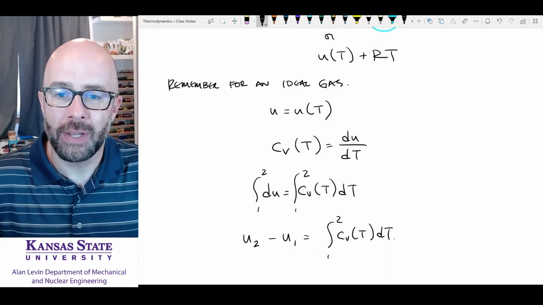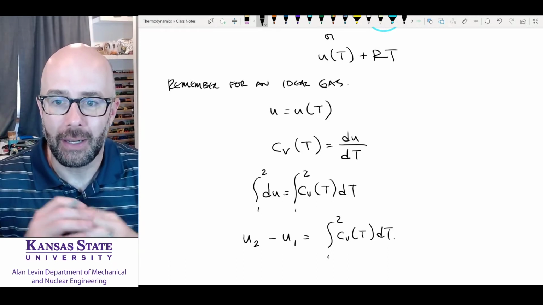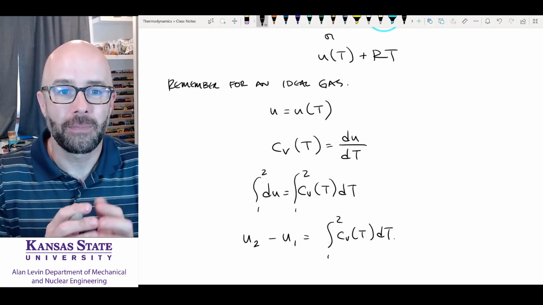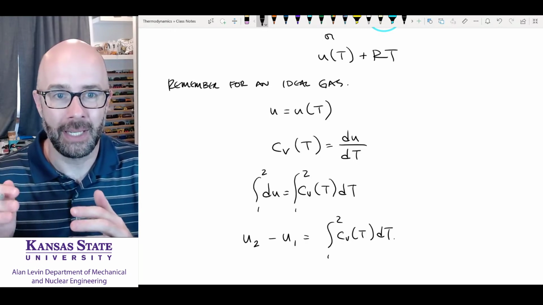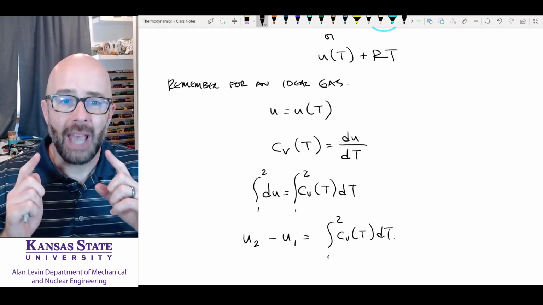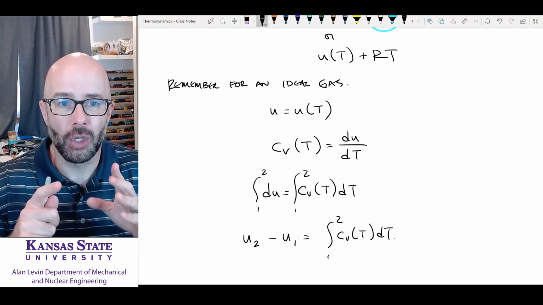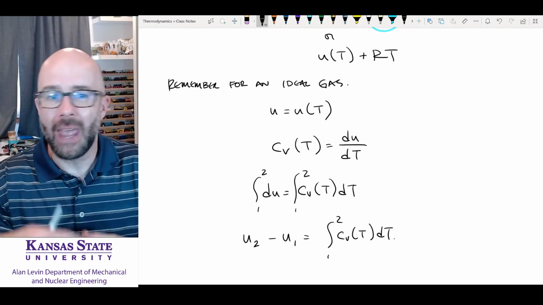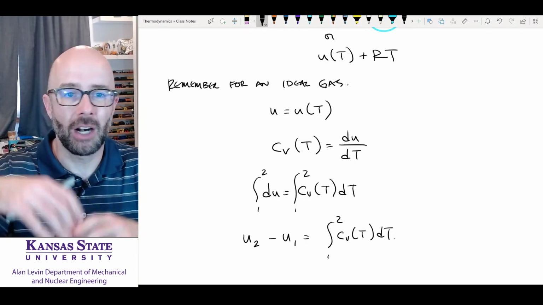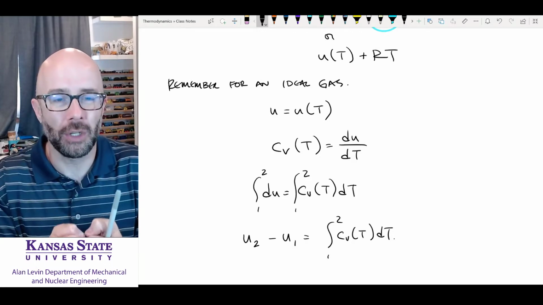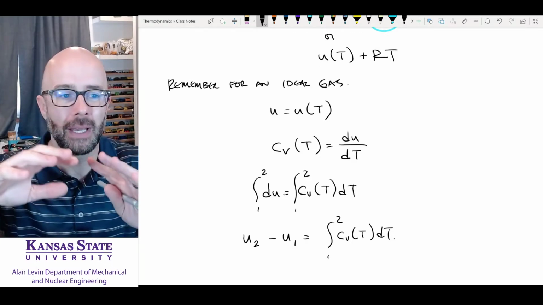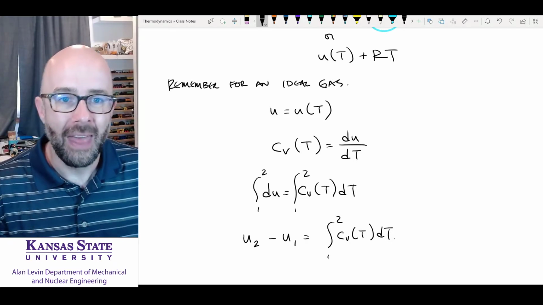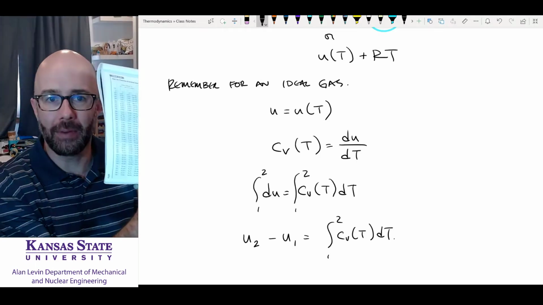So U2 minus U1 is equal to the integral of C sub V of T, the specific heat at constant volume at whatever temperature you're at, times dT. And so what's happening here is the table values that you're looking at in the appendices do this integral for you. They know how specific heat changes with temperature, and they integrate this from some known internal energy to some unknown internal energy, doing that whole calculation for you. That's where these table values come from.